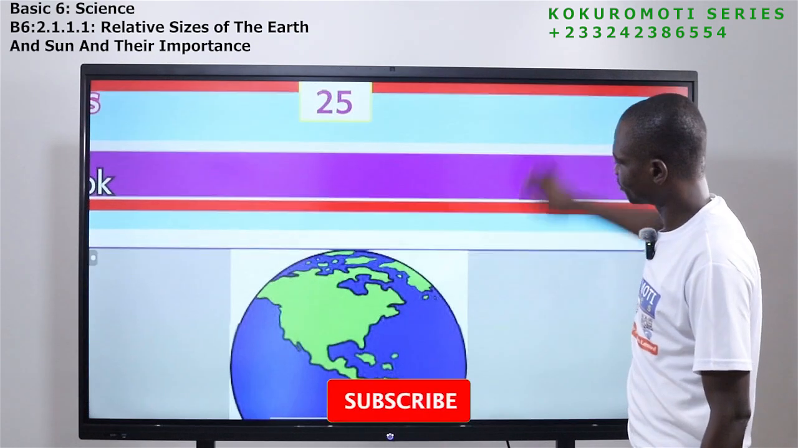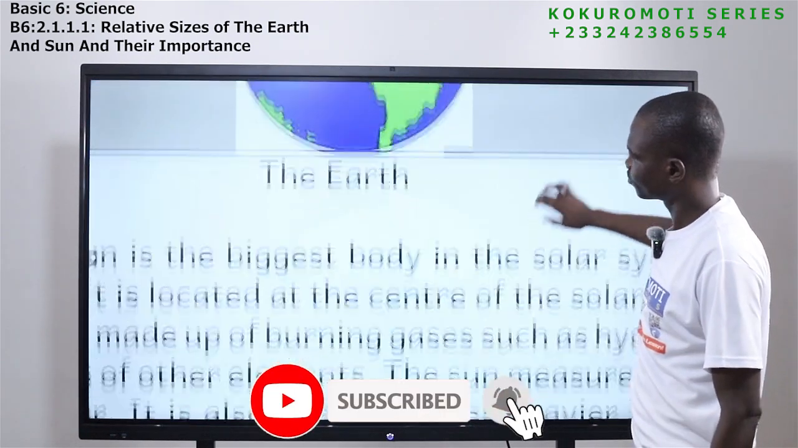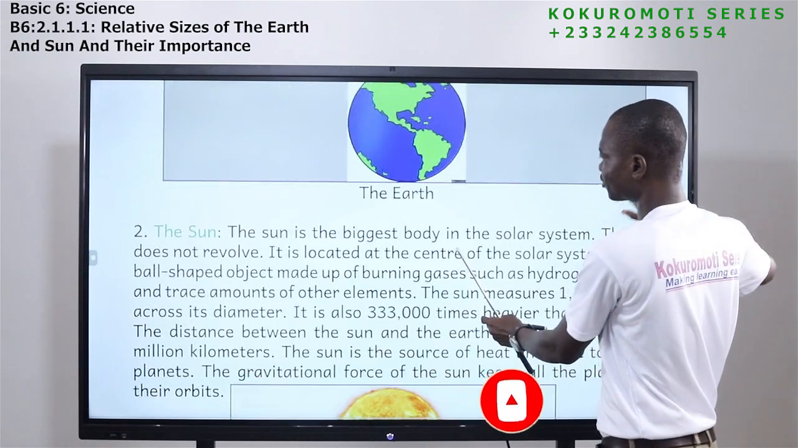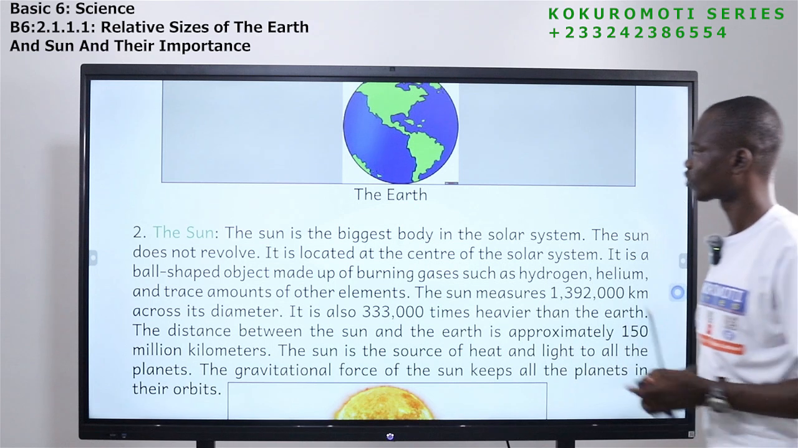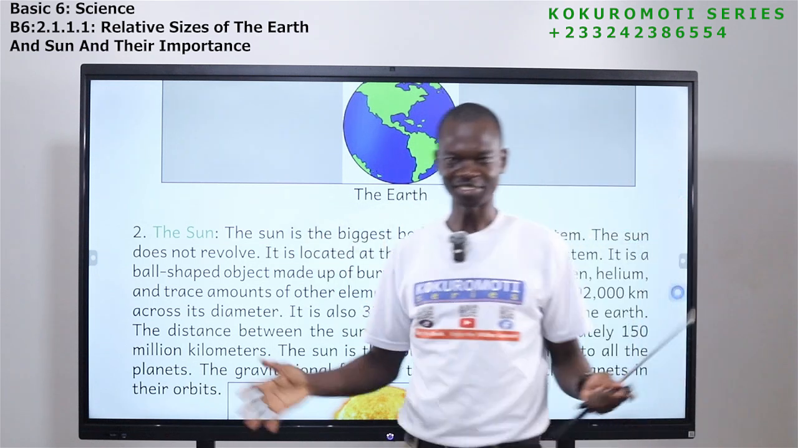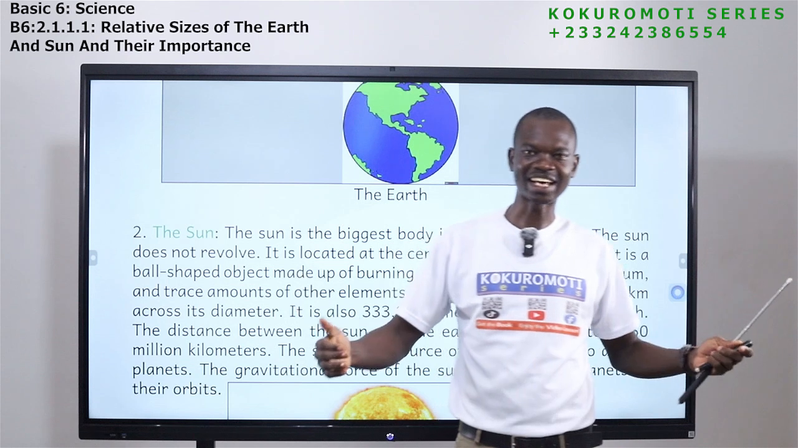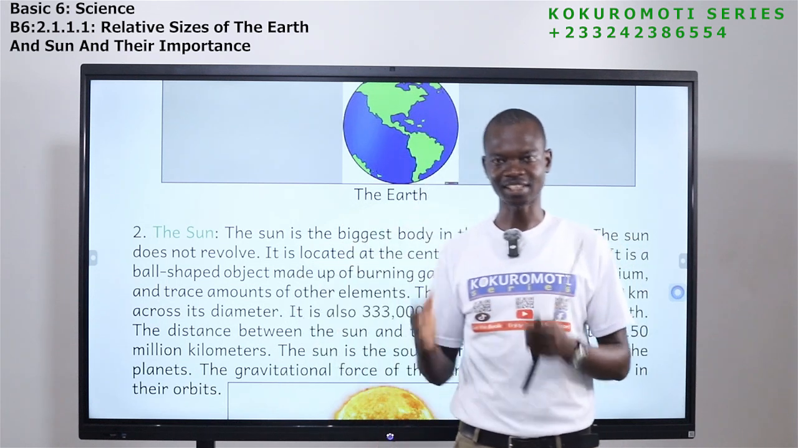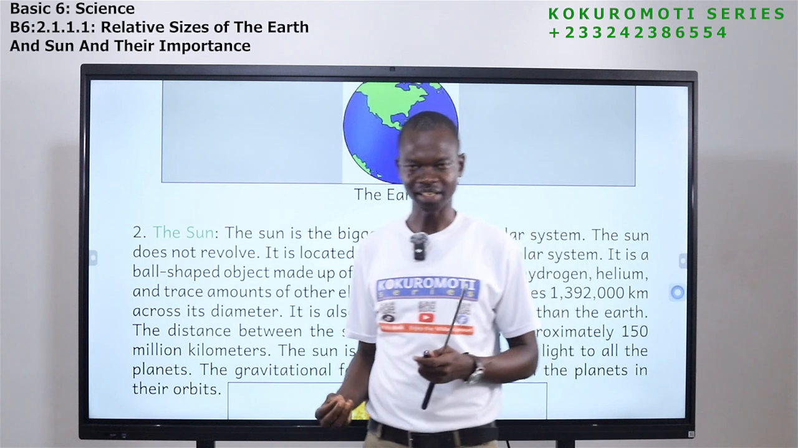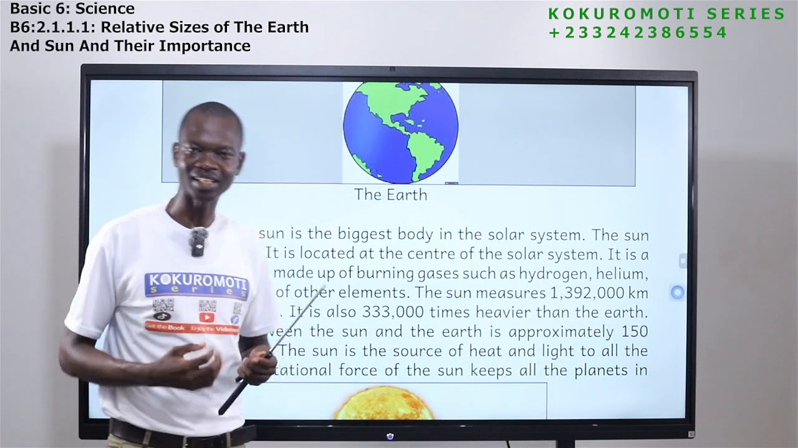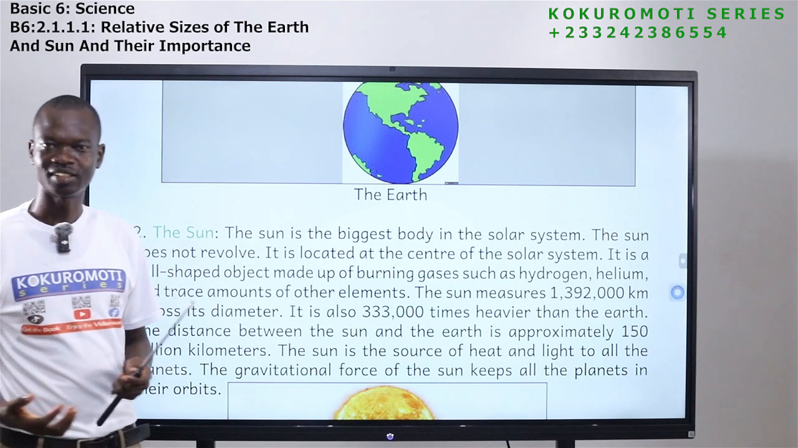Now let's look at the next one, which is the Sun. So before you look at the Sun, what are the things that you have learned right now about the Earth? We have seen that the Earth is a planet. It moves around the Sun. It's one of the 8 planets, the 3rd planet from the Sun. It is the only planet that supports life.